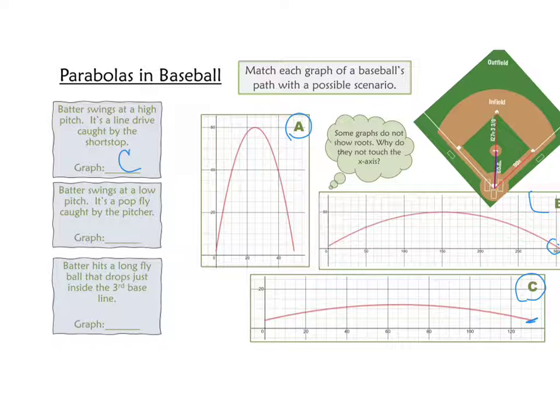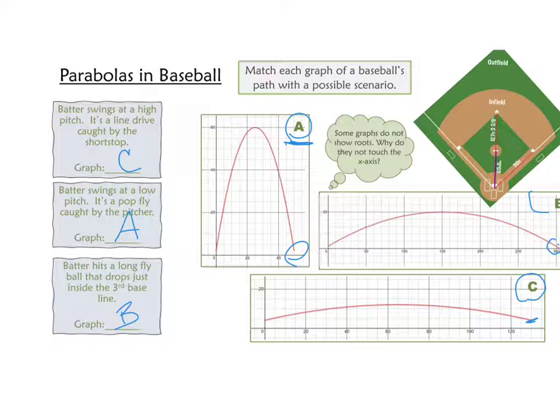The batter swings at a low pitch. It's a pop-up fly and it's caught by the pitcher. Well, A looks mostly like a pop-up, and we can see it doesn't hit the ground, so it's probably A. How about the third one? A batter hits a long fly ball that stops just inside the third base line. Well, if this is a long fly ball, it definitely hits the ground, so B is the answer for the third scenario.